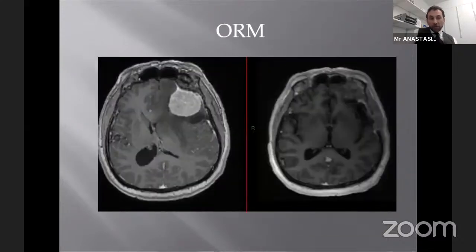That's an orbital roof meningioma, again anterior but more lateral. People name it sphenoid wing sometimes, but it's really an orbital roof one, which is also causing orbital roof hyperostosis. Again, I prefer to remove this through an eyebrow approach and avoid big flaps. And you can see the postoperative result.